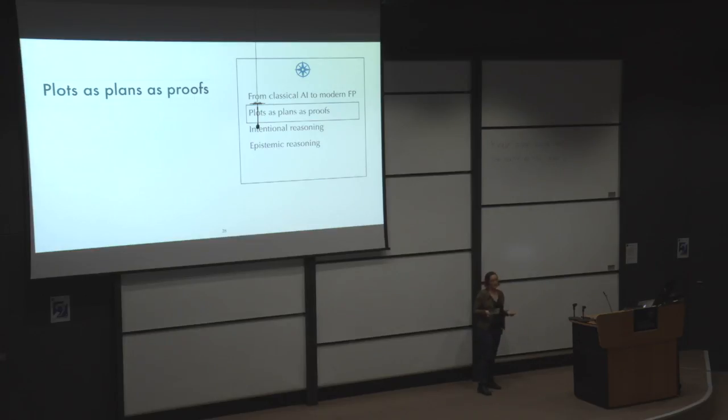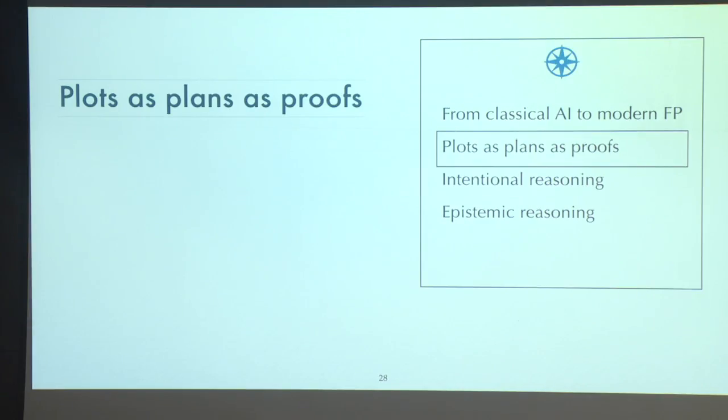So the first example of a research project that uses these ideas, and that I think will start down the road of explaining what I mean by creative search procedures, is looking at plots, basically narrative story skeletons, as plans or alternatively as proofs.